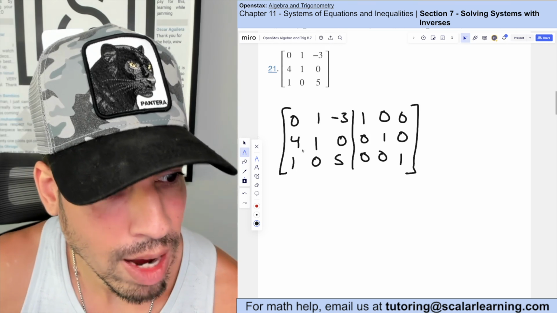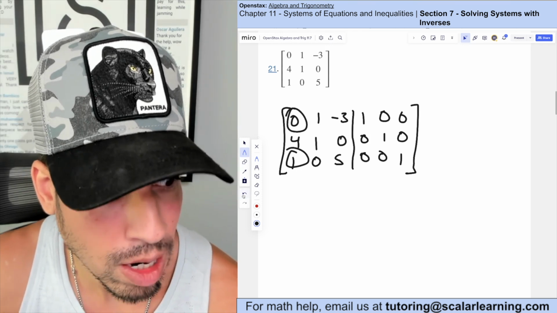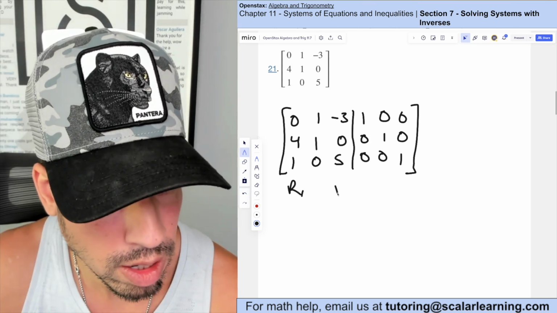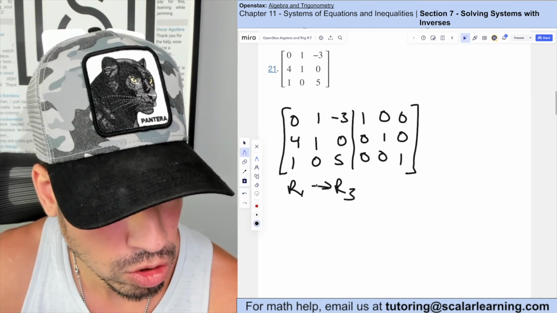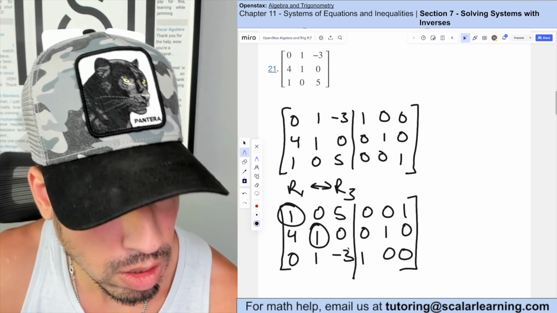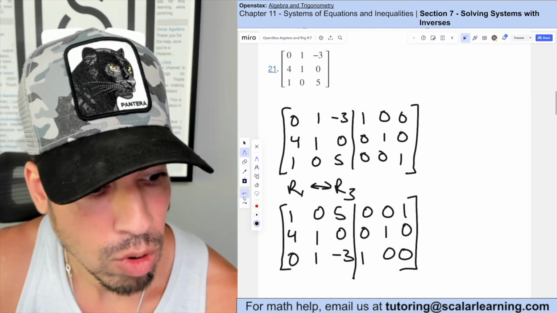So starting off, right, I know I need a 1 in this spot, right? So you know what I'm going to do right off the bat is I'm going to swap rows 1 and rows 3. Okay, so we're just going to swap them out. Let's write that out. So check this out. Now we have a 1 here, we have a 1 here, and we only need a 1 there. So we're on the right track.